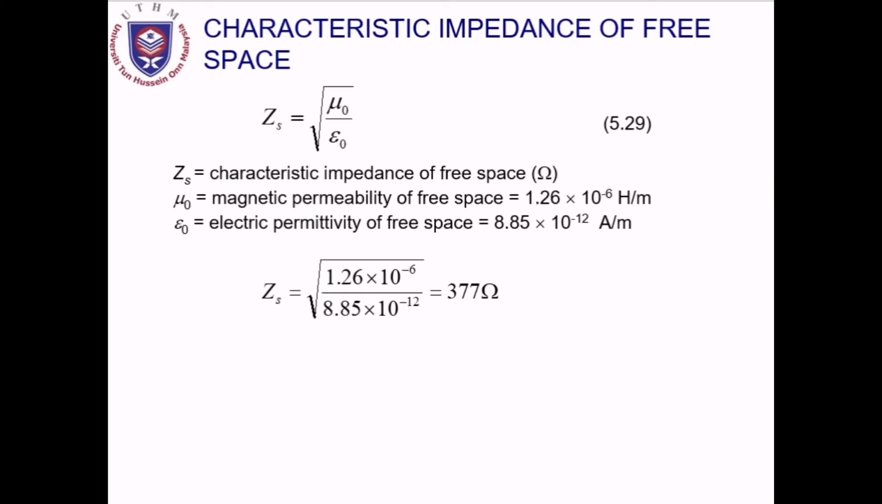We can also determine the characteristic impedance of free space, which is 377 ohms. This value is fixed. We use this equation to get this value: Zc, the characteristic impedance of free space, equals the square root of mu naught divided by epsilon naught, where mu naught is the permeability of free space and epsilon naught is the permittivity of free space.